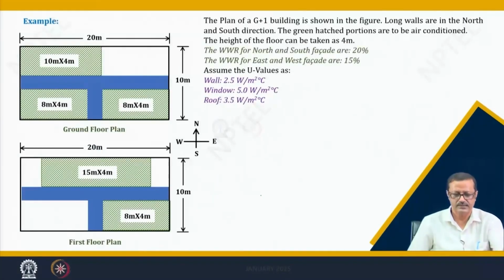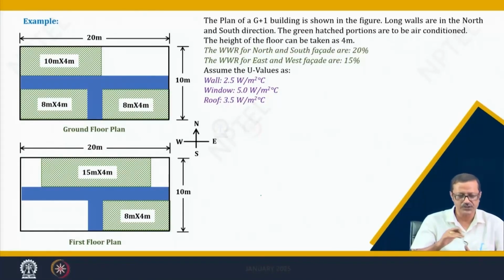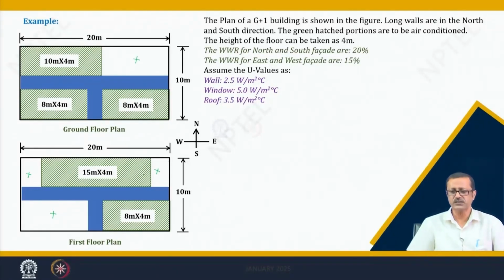So, now let us see this discussion on this particular building. I have drawn the two floor plans of a building, the ground floor and the first floor. This hatched portion, green hatched portion, is the air conditioned area. So, I do not need any kind of air conditioning cooling load calculation for those areas. So, only these areas have to be calculated.